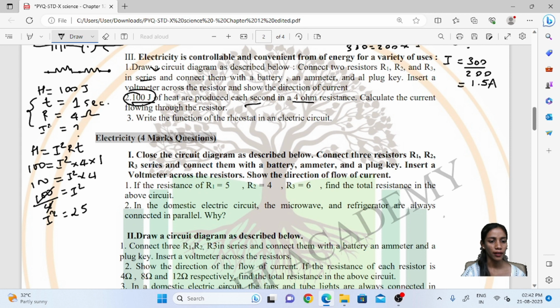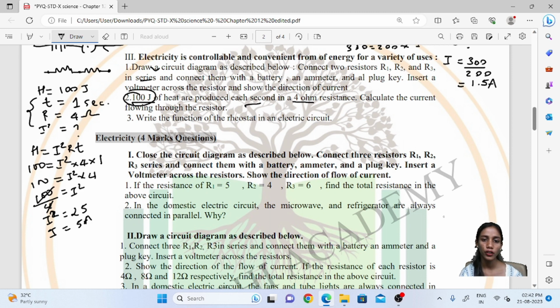Now we need I, right? If I square is 25, what will be I? I will be 5, square root. So we have current as 5 amperes. Now the next is a question.